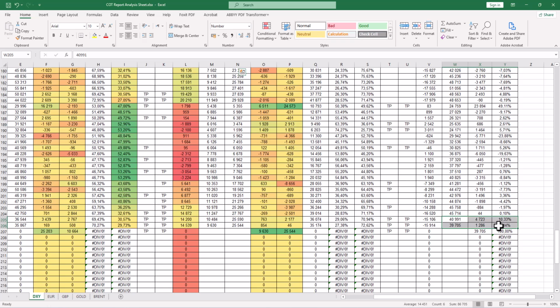If prices are in a downtrend, if the market is in a downtrend, and open interest is rising, that is now a bearish sign. And then the third condition that we look out for when we're looking at open interest is that if prices are in an uptrend and open interest is falling, this is a bearish sign.